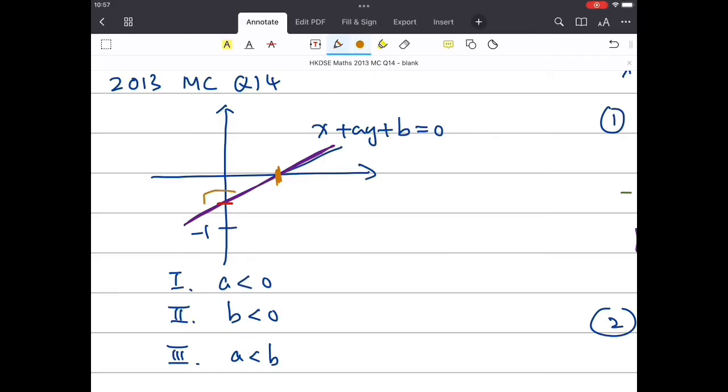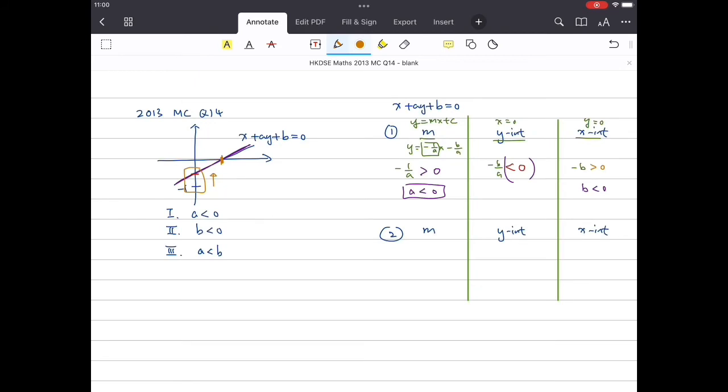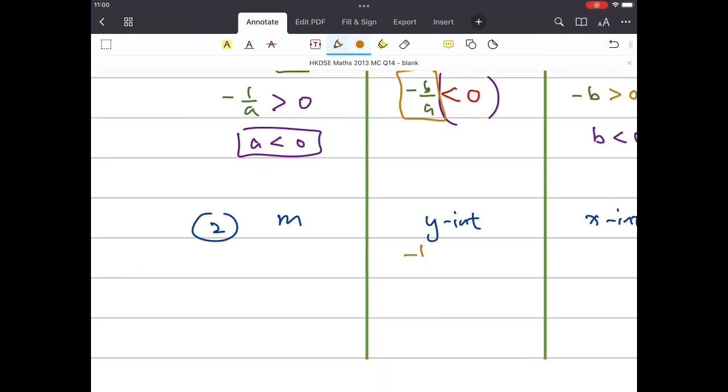For the second step, you always need to figure out the additional information given. For example, for this one, you find that the y-intercept is higher than negative 1. Therefore, you know that the y-intercept should be greater than negative 1. We copy the y-intercept expression negative b over a, and then we write down greater than negative 1. Now we multiply negative 1 to both sides, and you will get b over a is smaller than 1.